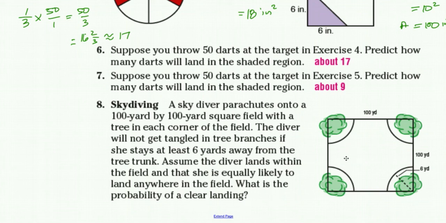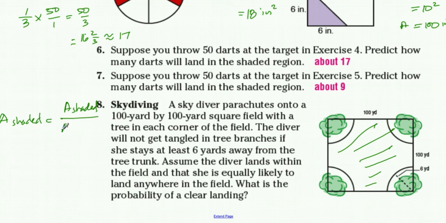So you want to find the probability that the skydiver will land in this area right here, not in the corner of the trees. So to be able to do that, again you go back to the formula of finding the probability of landing in the shaded region. So let's make our shaded region this part right here. It will be equal to the area of the shaded region over the area of the entire region, the whole region.